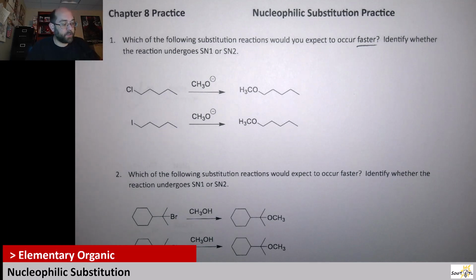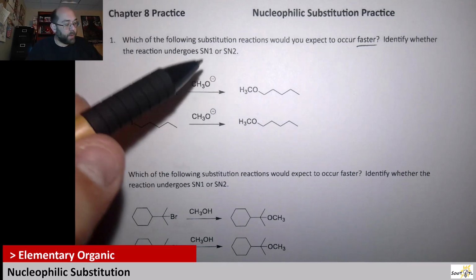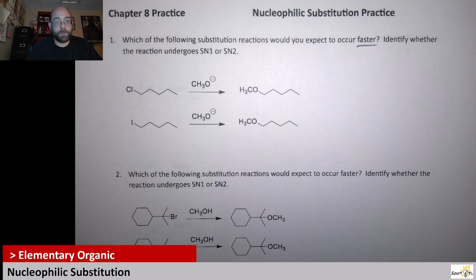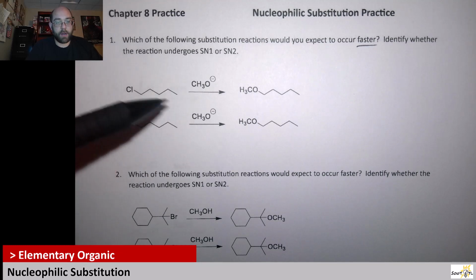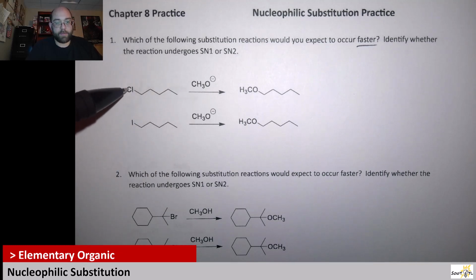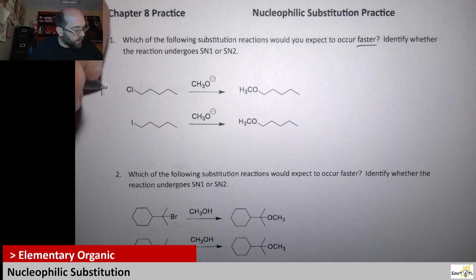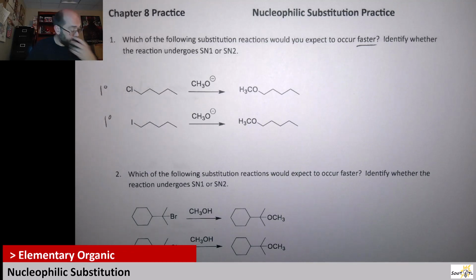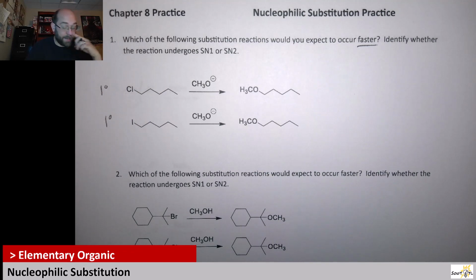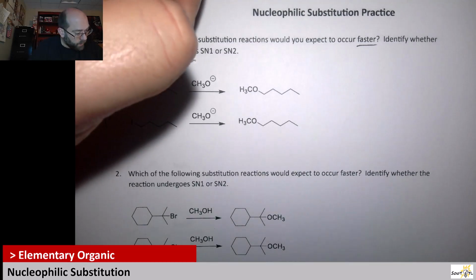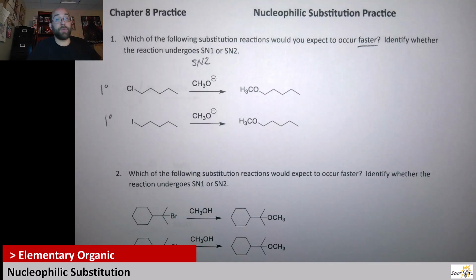Firstly, how would we identify SN1 versus SN2? Well, we have to look at what type of substrate we have. That would be our alkyl halides. So what type of substrate do we have? We have a primary, and we have another primary. That in and of itself is enough for you to know, based off of substrates, that this is SN2. So these are both SN2 reactions.